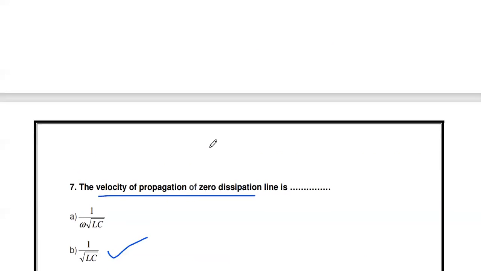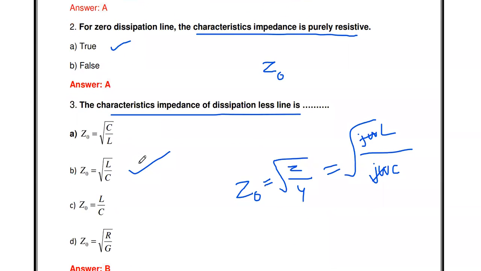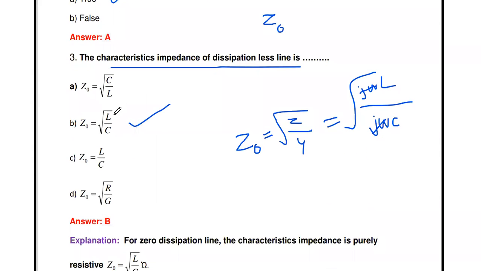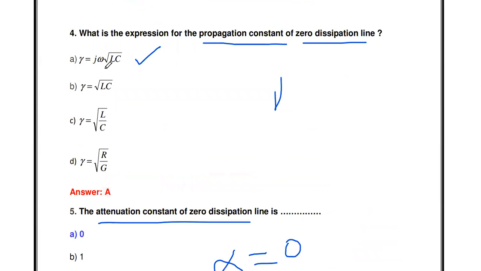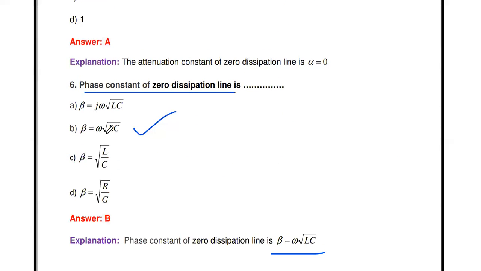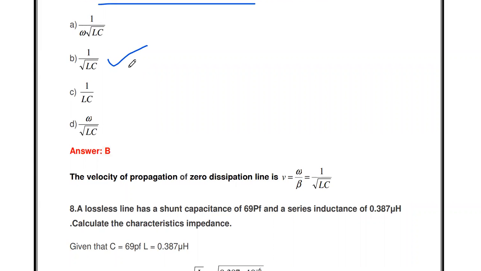So for zero dissipation line, quickly we will recall: the R value and G value are 0. The characteristic impedance formula is square root of L by C. The propagation constant eta equal to j omega into root of LC. From the propagation constant, we can say that there is no real part, so the attenuation constant alpha equal to 0, and this omega root LC is the phase constant beta. Then the velocity of propagation formula is 1 divided by square root of LC.